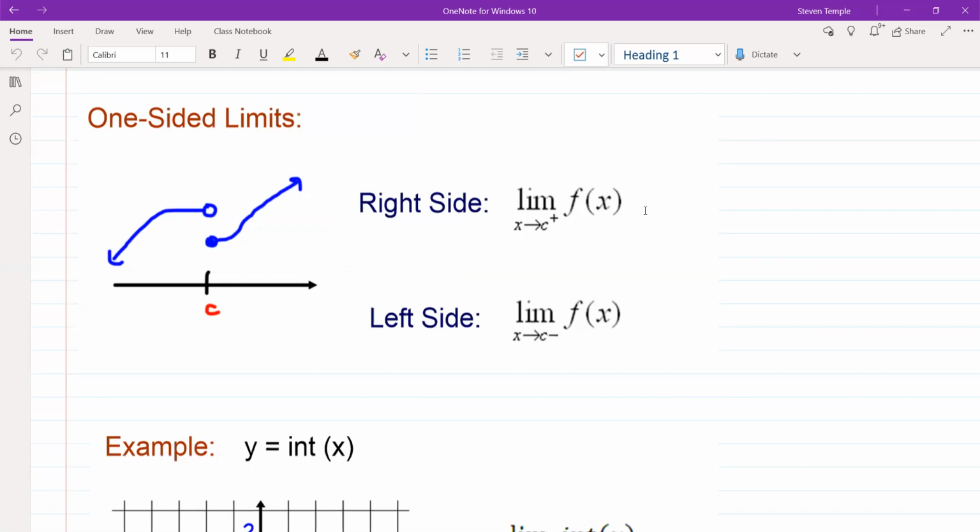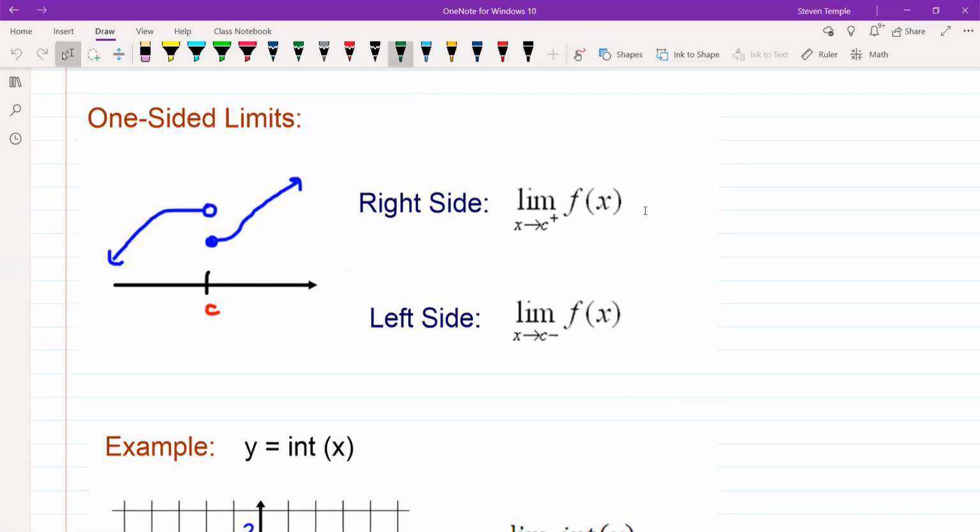So in this demonstration, if I'm approaching c from the right-hand side, then I start on the right of c, and as I get closer to c on the right-hand side, you can see where your y value is converging to. And again, your limit is going to be a y value. It is noted as a little plus sign right here. So if you see a limit as x approaches c with a little plus sign, that means it's a one-sided limit, and you look on the right side of c.